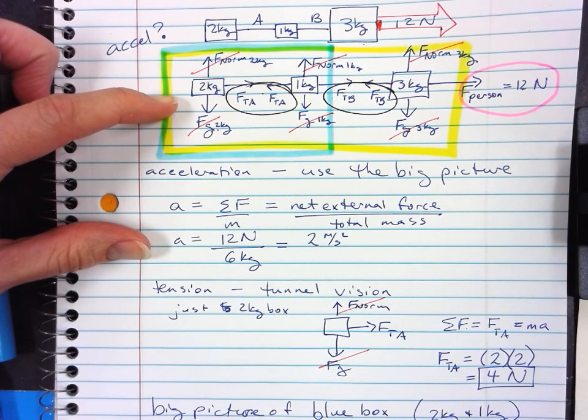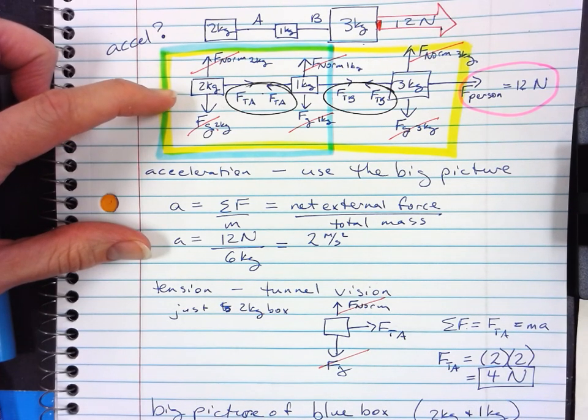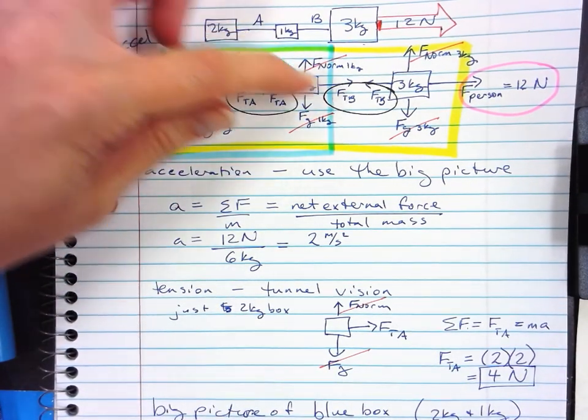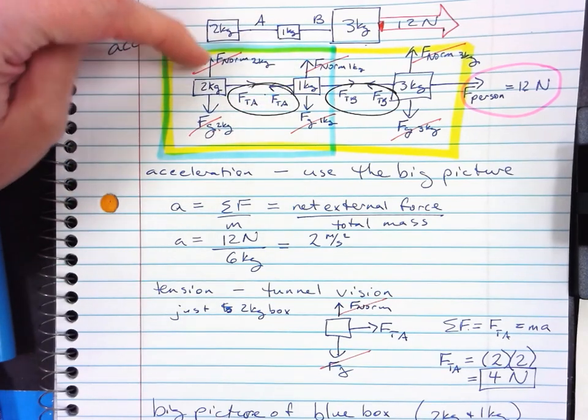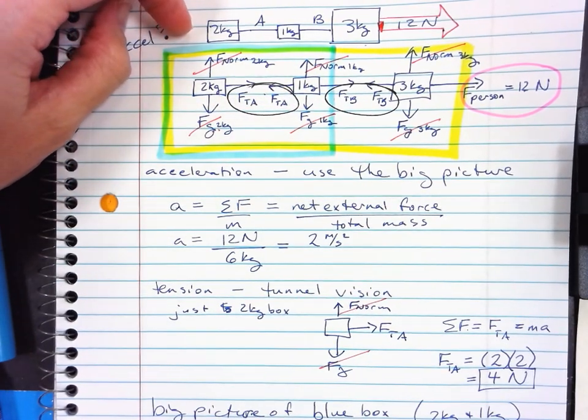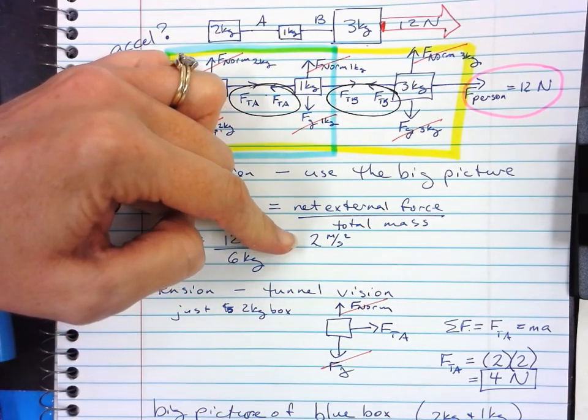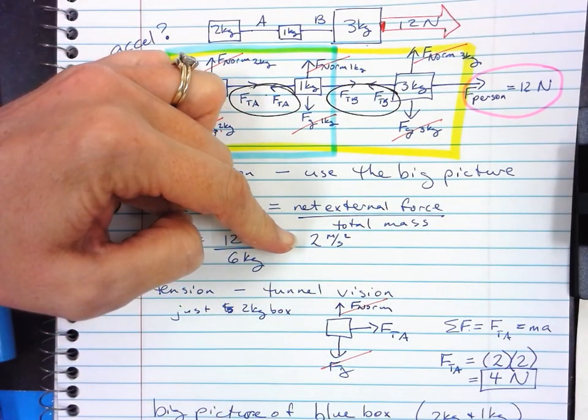Net force equals mass times acceleration. The net force is caused by just FTB. But the mass that's being accelerated is both of these objects, 2 plus 1 kilograms. And we already know the acceleration. It's 2 meters per second squared. So FTB must be equal to 6 newtons.